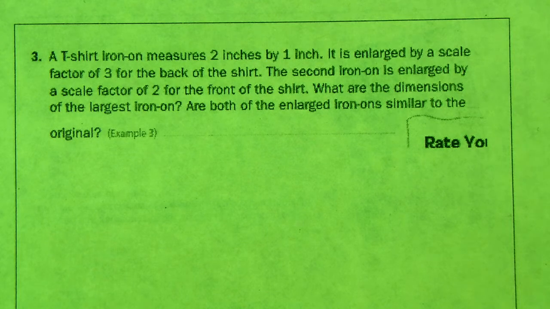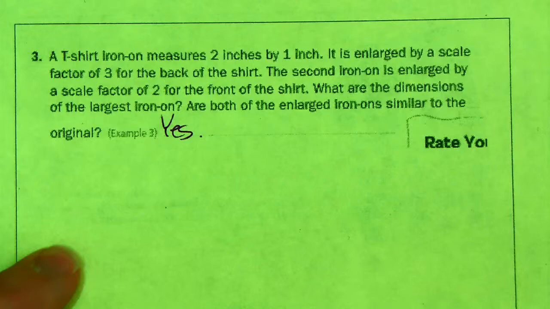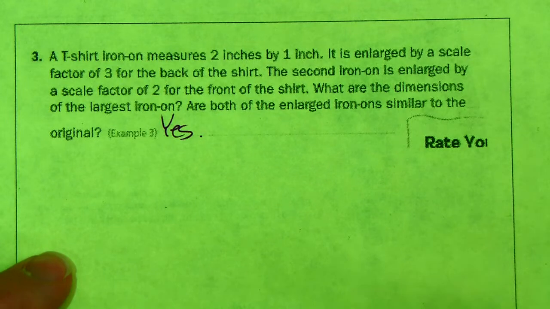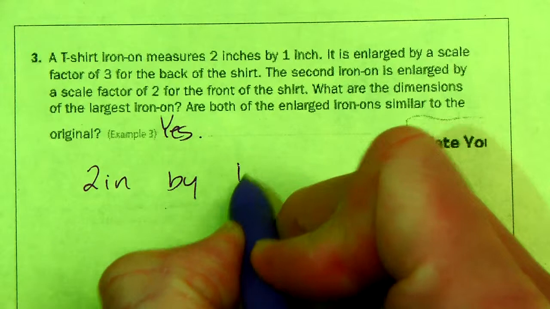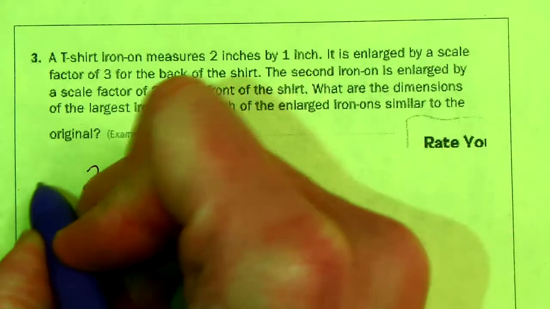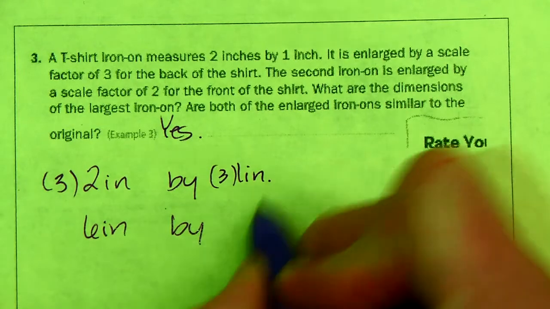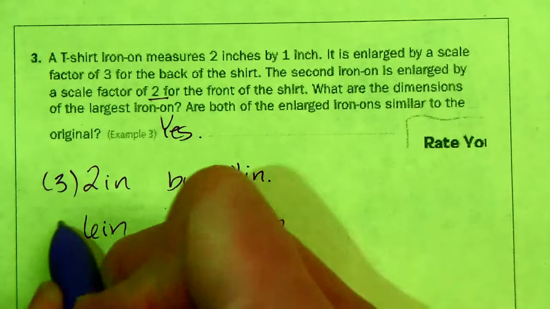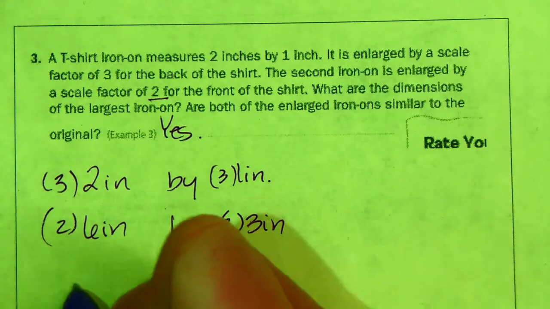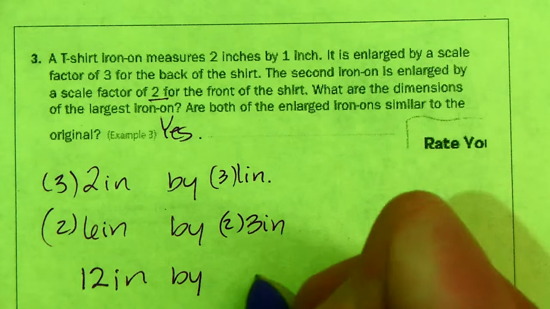Well, yes, of course. They are similar because they're both being multiplied. So if it was 2 inches by 1 inch, the first thing we're going to do is multiply them both by 3 because that was the first scale factor. So 6 inches by 3 inches. And then we take that one and we multiply it by a scale factor of 2. So the one on the front of the shirt is going to be 12 inches by 6 inches. It is that simple. Don't overthink it.